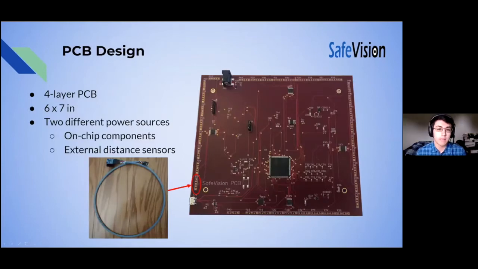This is our PCB that we designed. The picture is our final printed PCB. This PCB is a 4-layer PCB, and it is about 6 inches by 7 inches. This PCB is fairly large with a lot of extra space, but we had to make it this large because of the headers around the edge of the board.